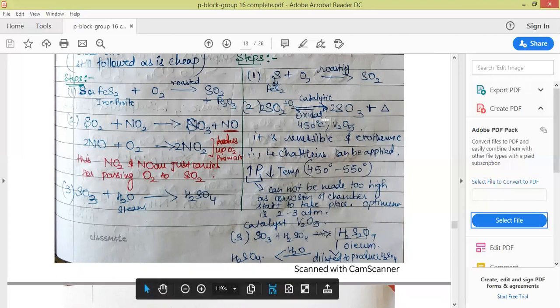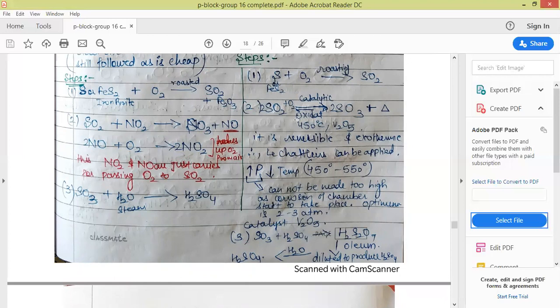So this is an important process. Both the processes are important. Differences we have already discussed, and the second step of both the reactions are very important.